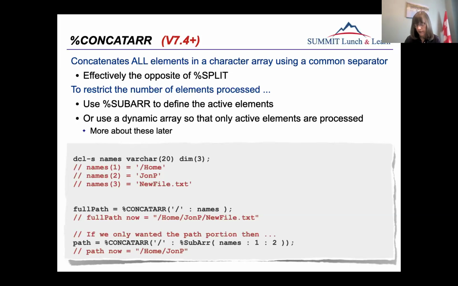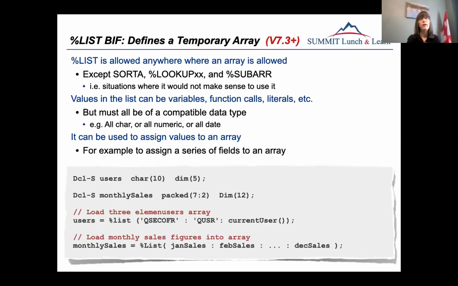So we've seen how we can separate things into an array. What about bringing them all together again? For that we have %CONCATARR, and this came out in 7.4. It concatenates all the elements in a character array using a common separator. So just think about all the different occasions where you might be able to use something like this in combination with that list thing that we're going to talk about later. This might come in very handy. So we have our array, and you can see the examples, including an example of using %SUBARR with it. So I hope that's going to be clear enough for everybody. If not, I think there's a few extra notes on that one as well.